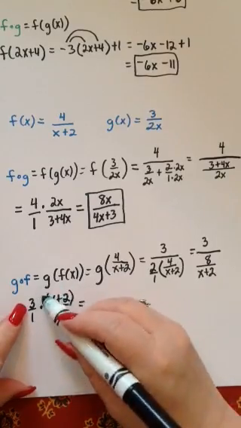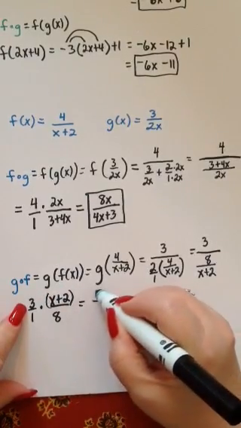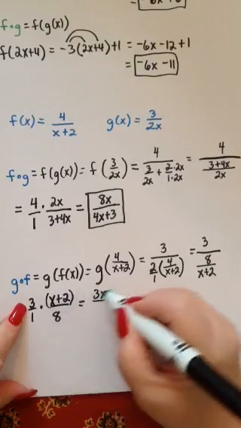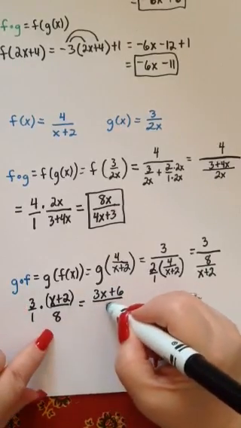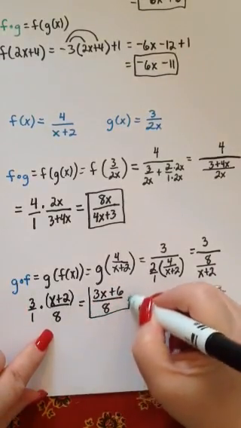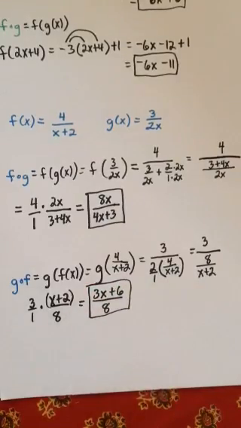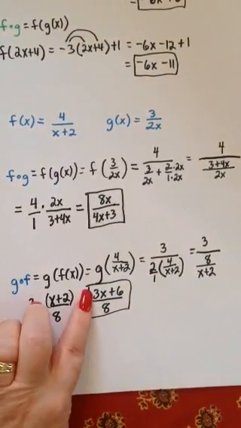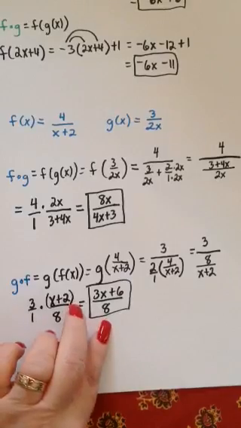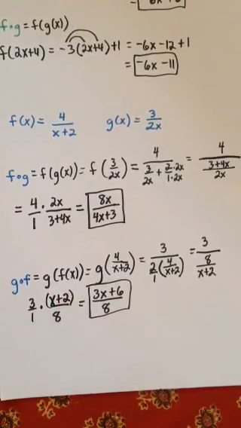I have to distribute. So 3 times x is 3x. 3 times 2 is 6. 1 times 8, 8. And there is our answer. You could factor 3 out at the top, but it doesn't help cancel anything in the denominator, so I would just leave it exactly like that.